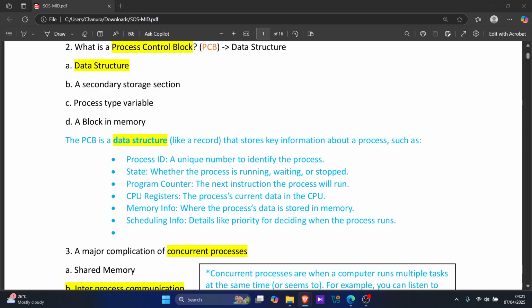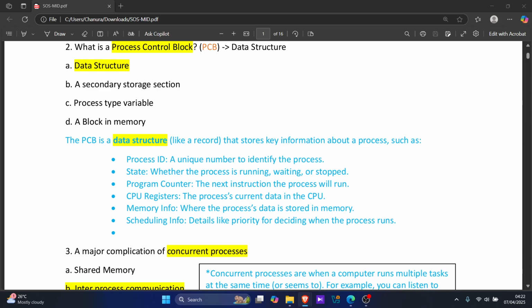From my studies, the PCB is a crucial concept in operating systems. It's used by the OS to keep track of all the necessary information about a process. Each process has its own PCB. The PCB includes details like the process ID, state, program counter, CPU registers, memory information, and scheduling details.